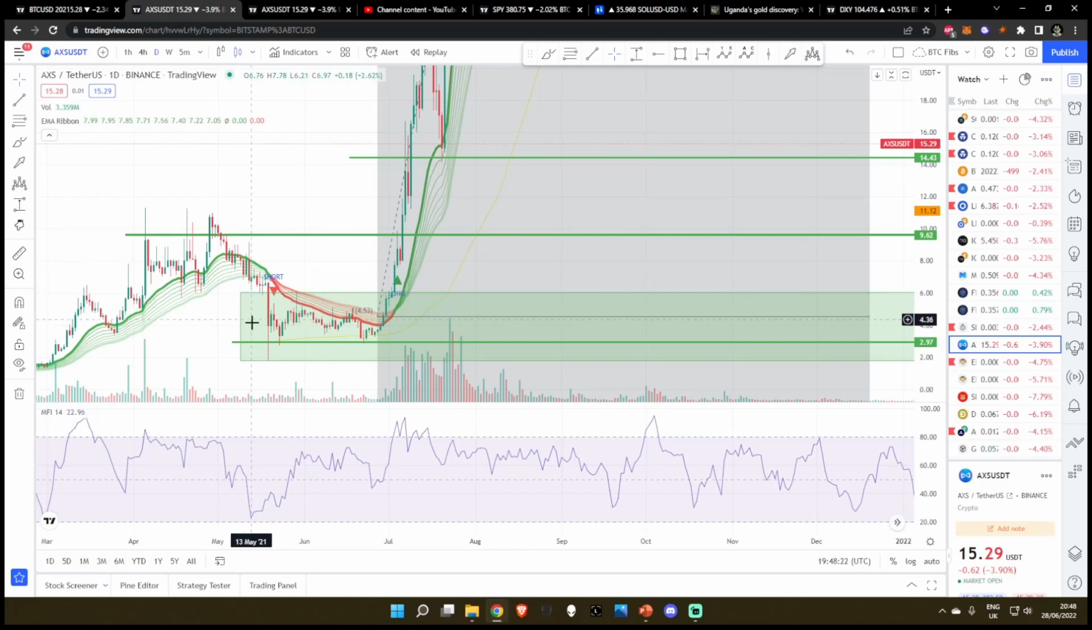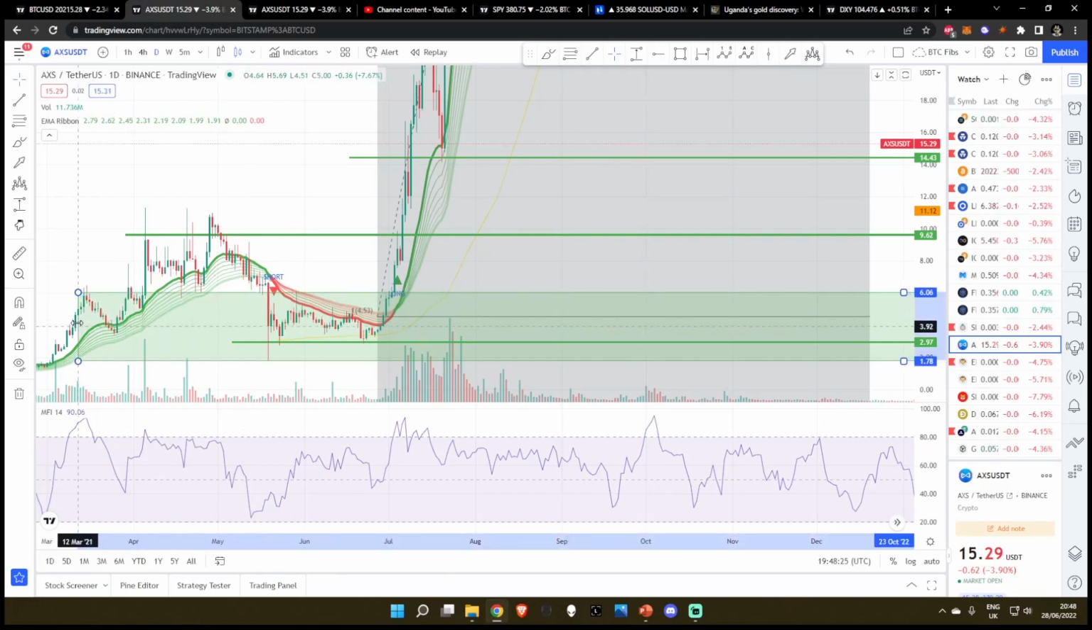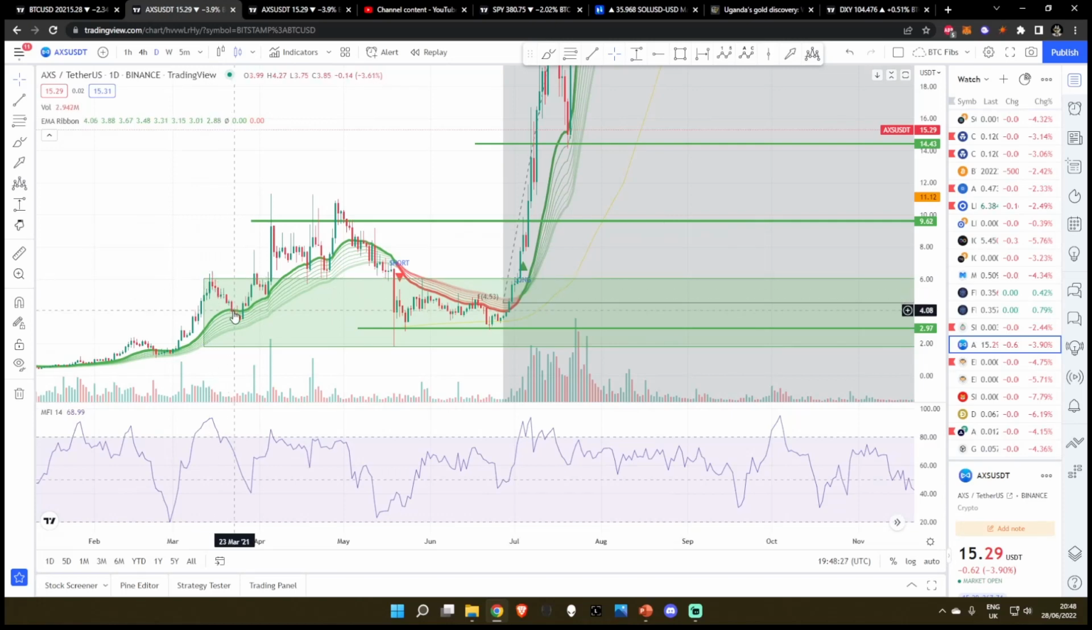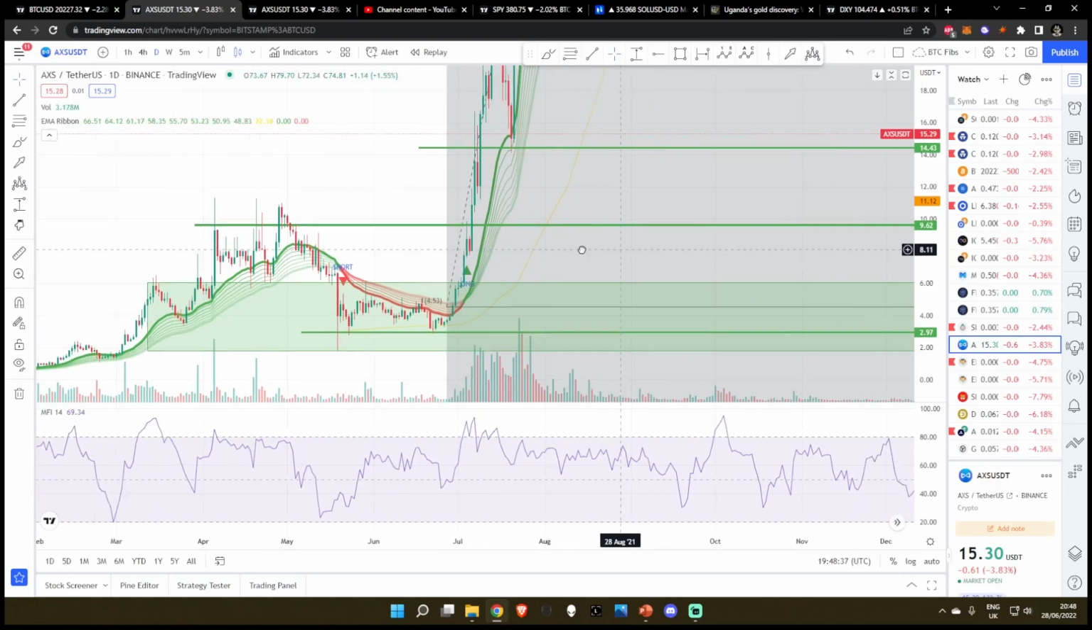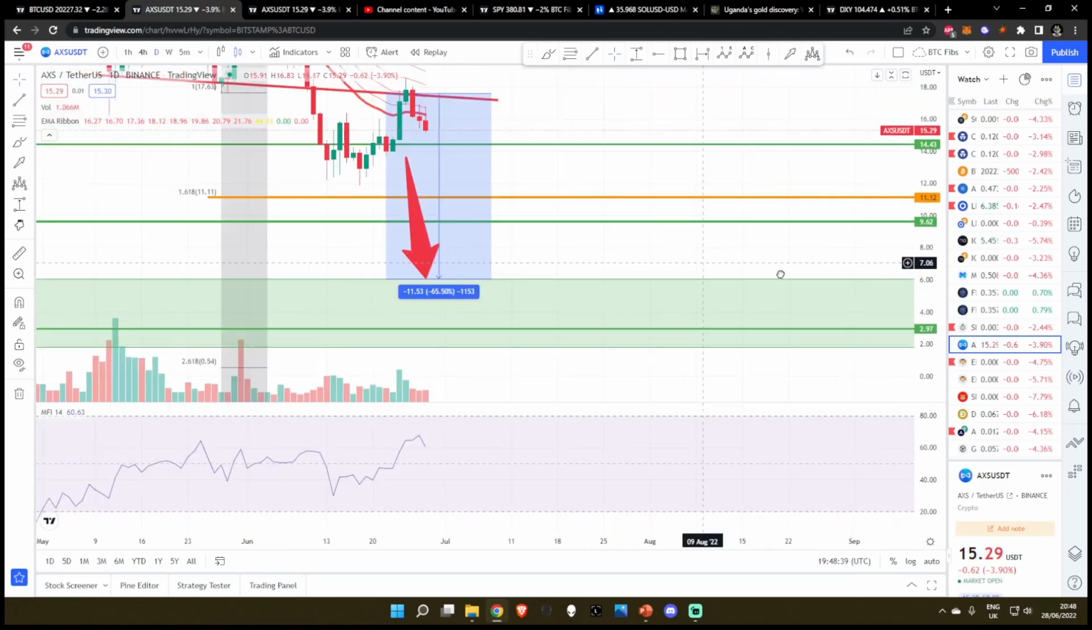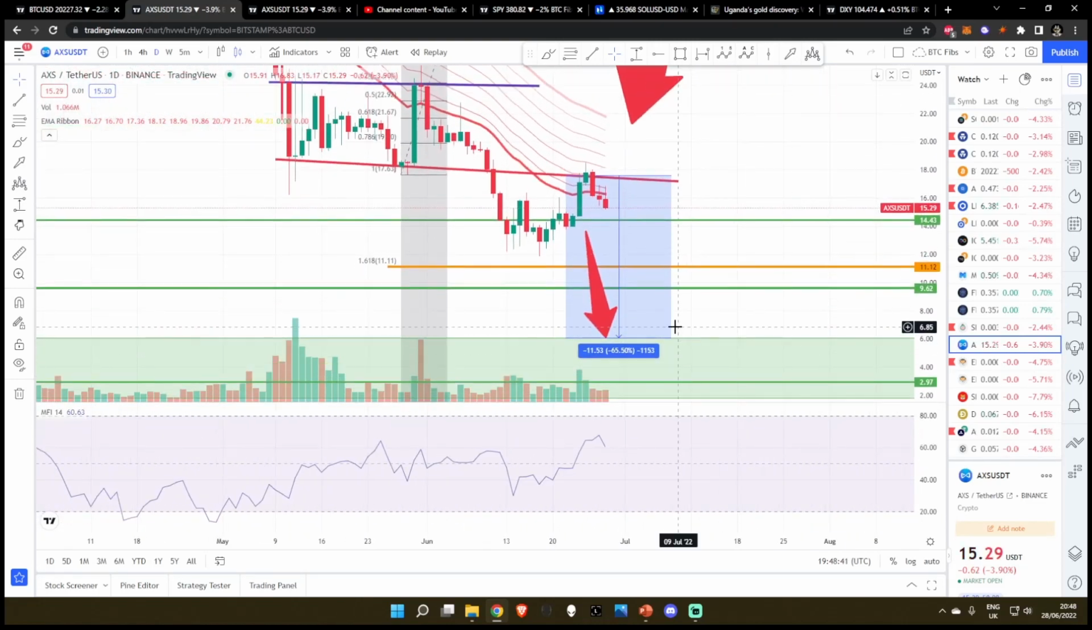This was previous resistance. I guess we can drag this back. Yeah, you can. This was previous resistance. It broke, flipped to support. Then it was resistance, and you flipped it to support and it went on a bull run. So as you can see, this is a massive level of confluence, and I think this next major level of confluence is going to be coming down to $6.07.